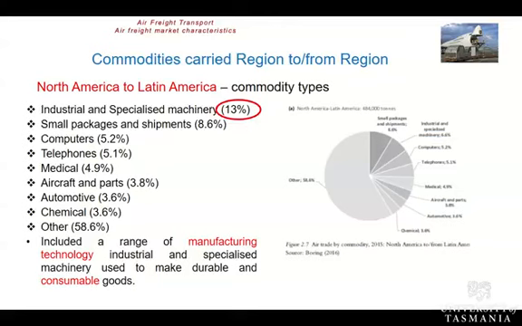And many of the other categories that you might associate with air cargo. And if you look through them, computers, telephones, medical, aircraft parts, automotive, chemical, they've all got a high value to weight. So that seems to be the highest differentiator there.